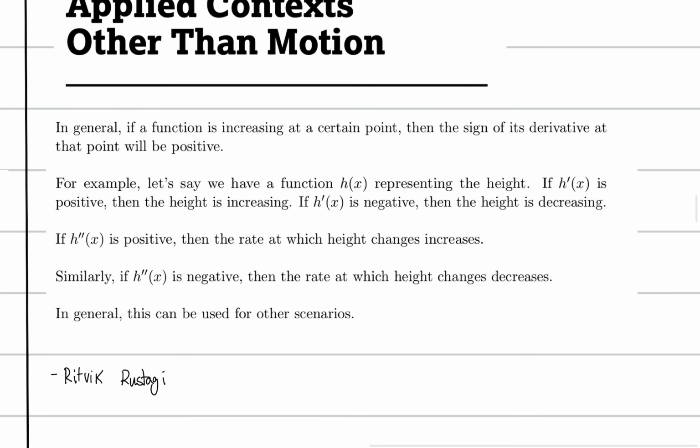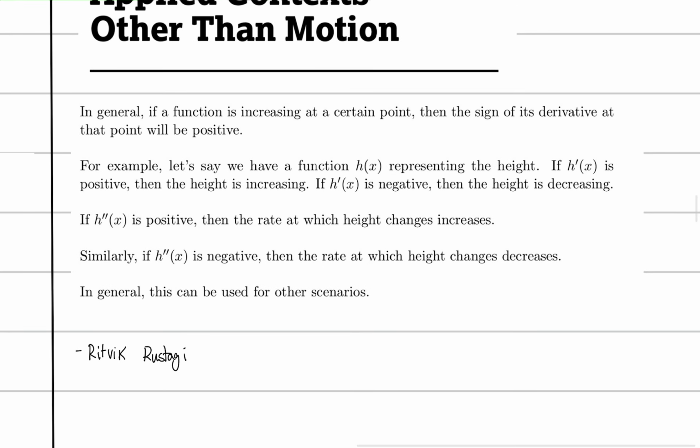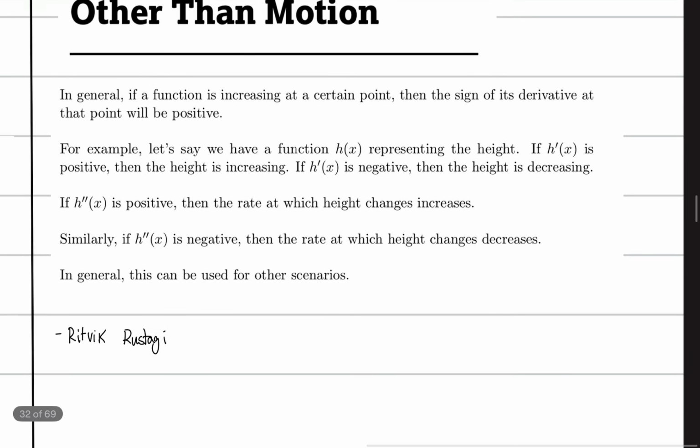In general, if a function is increasing at a certain point, then the sign of its derivative at that point will be positive, okay? It doesn't make sense to say a function is increasing at a point, but hopefully you can make some sense of it, right? Or it makes sense to say it has an upward trend around that point, right? The outputs to the left are less and the outputs to the right are greater, right? Then the sign of the derivative is positive, all right?